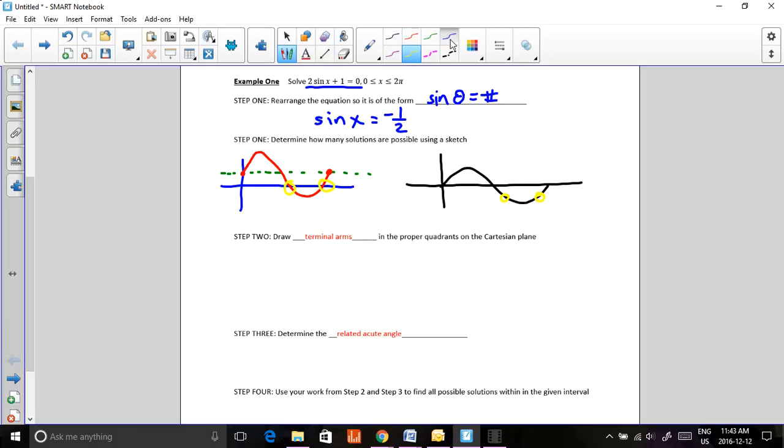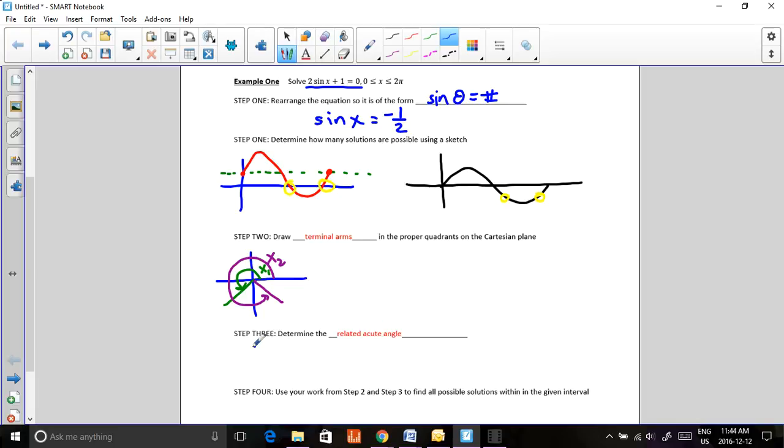Now you want to draw two terminal arms in the proper quadrants of the Cartesian plane. Sine is negative in 2 quadrants. So you would have one terminal arm here, and that's x1. Sine is also negative in quadrant 4, so that would be x2. And you have to think, what do x1 and x2 have in common? They have the related acute angle in common.